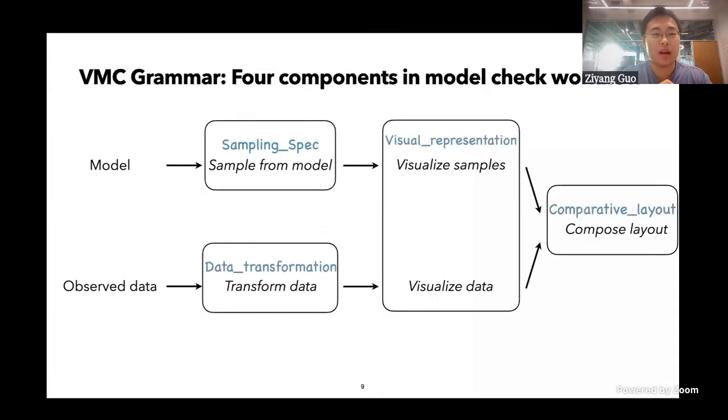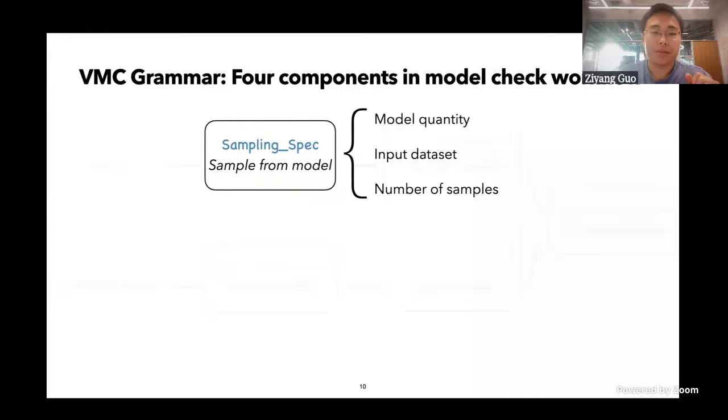So our grammar builds four main components upon these key steps, and we try to cover the main variations of different model check visualizations in those four steps. The first step is sampling spec. It covers the variation in the method of generating samples from the model. For example, in our grammar, the user can choose which model quantity they want to generate samples from, which input data set they want to use, or the number of samples they want to generate.